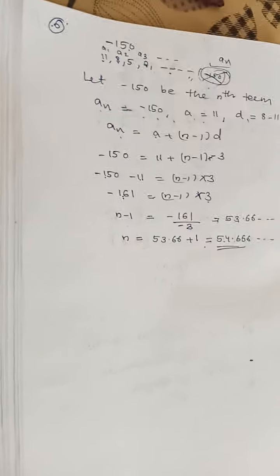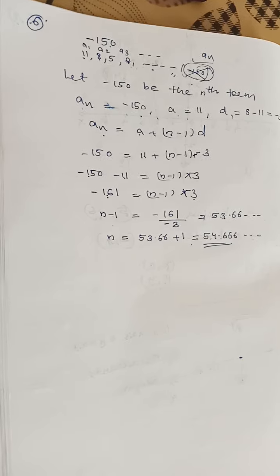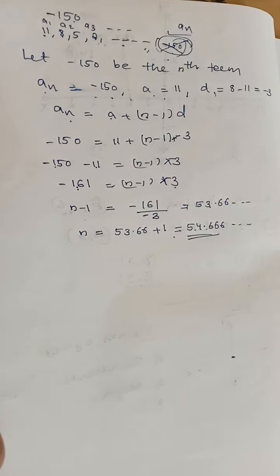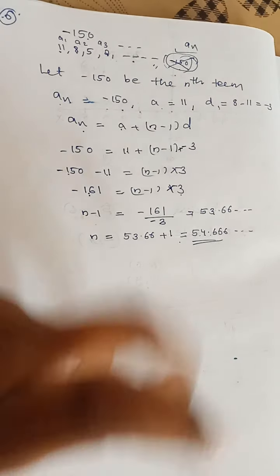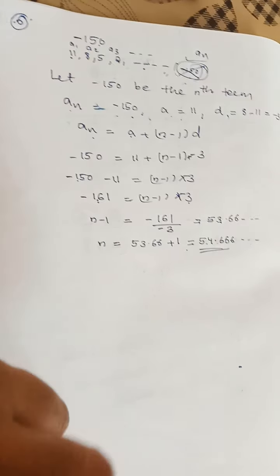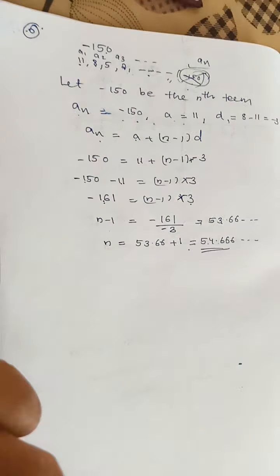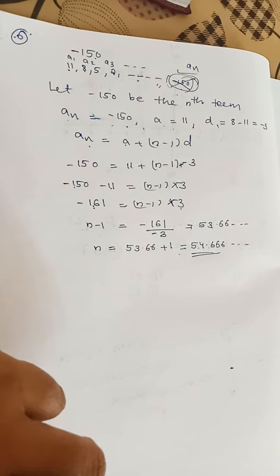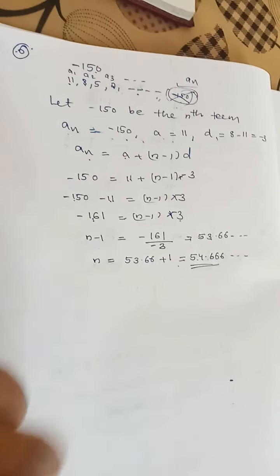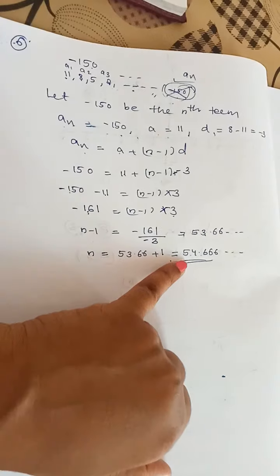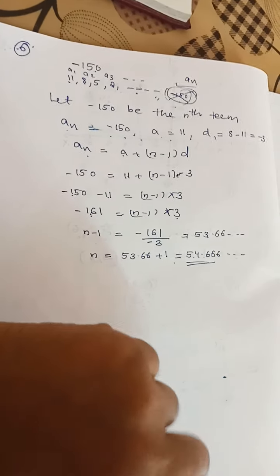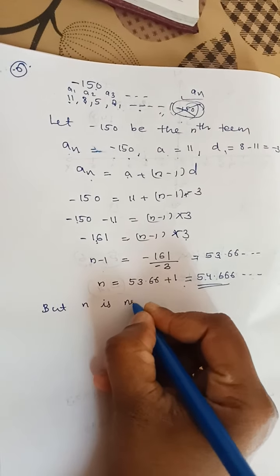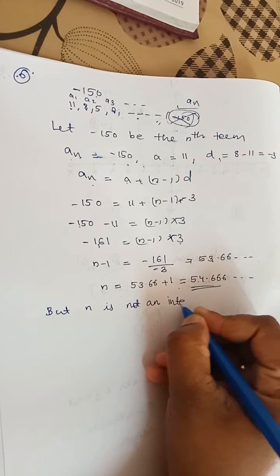But what is n? N is the number of terms. The number of terms cannot be a decimal number. It should be an integer. In an AP, maybe one term is there, two terms, three terms, four terms, maybe 100 terms or 1000 terms. But we cannot say that 2.5 terms are there. That means it should be an integer. Now we got n as a decimal number, so it is not an integer.